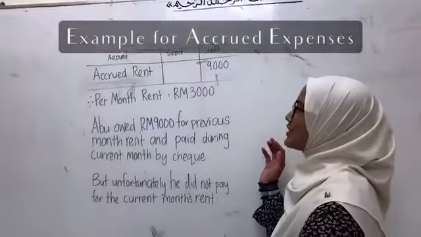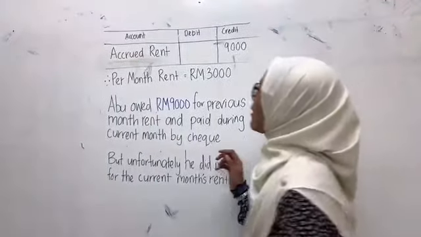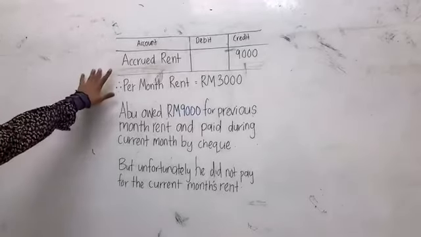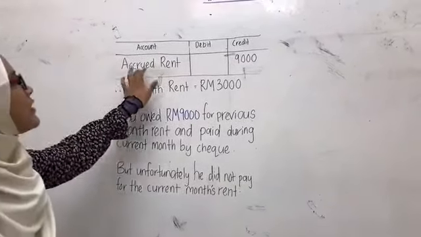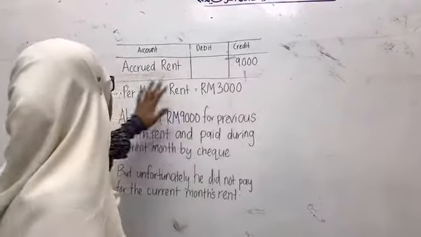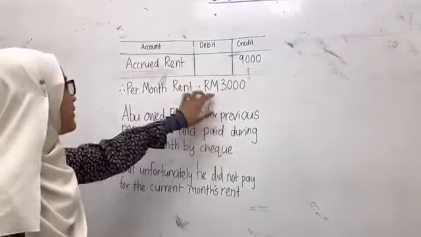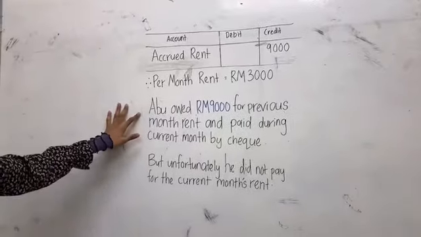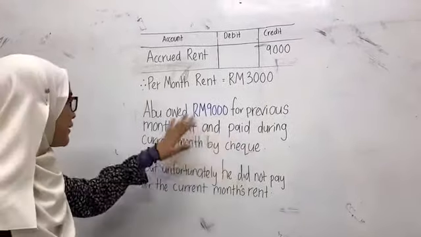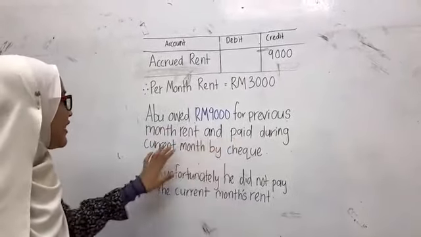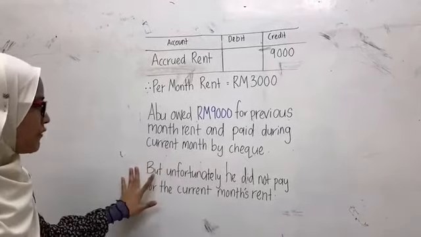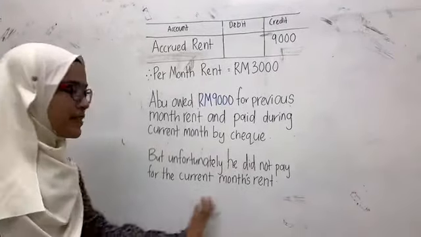So here's the example for accrued expenses. Here's the trial balance. We can see accrued rent 9,000 ringgit at the credit side. As stated here, per month rent we have to pay is 3,000 ringgit. So the transaction is Abu owed 9,000 ringgit for previous month rent and paid during the current month by check. But unfortunately, he didn't pay for the current month's rent.